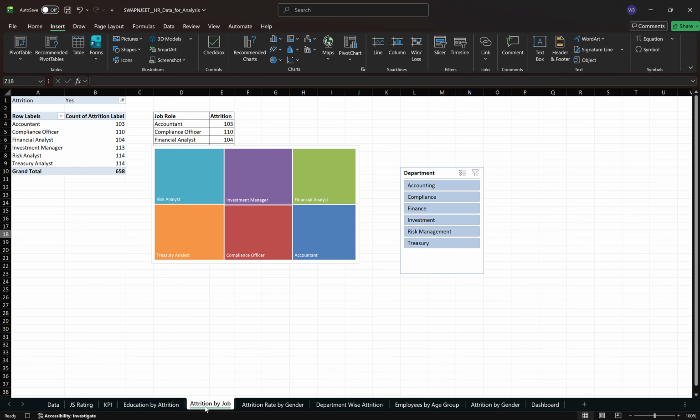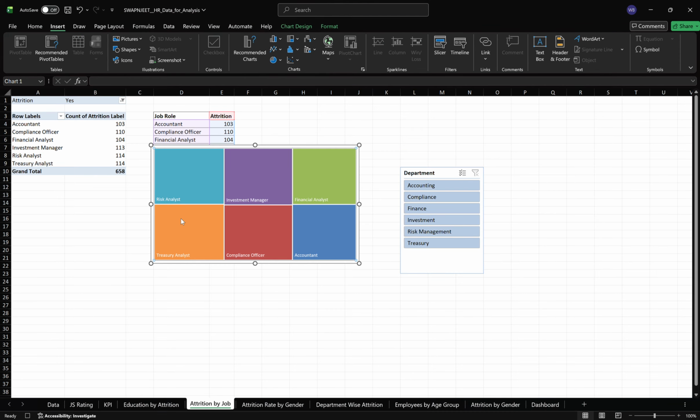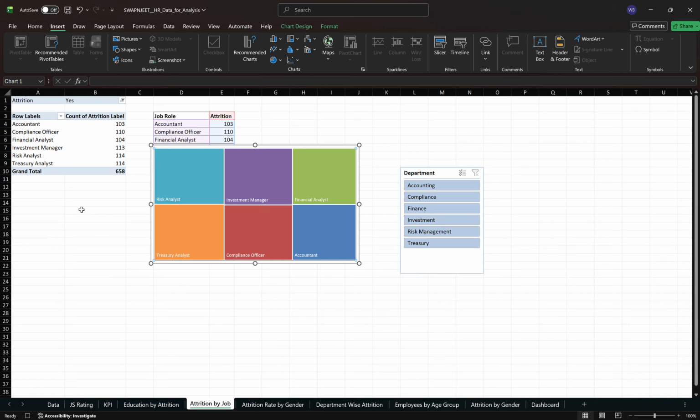So attrition by job. Department analysis gives us some of the strongest signals about where employees are struggling the most. Here we can see that the treasury department has the highest attrition rate, which is 47.2%, followed by finance at 45.7%. High turnover is also present in risk analyst, at 114 as well.